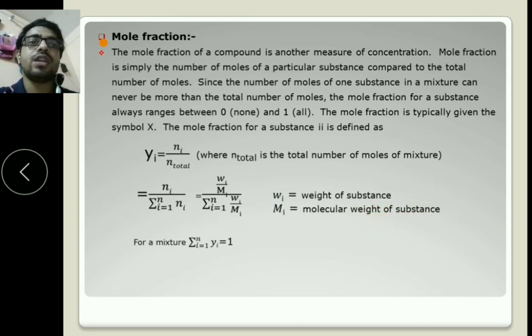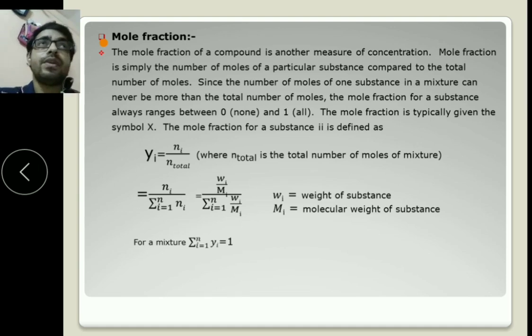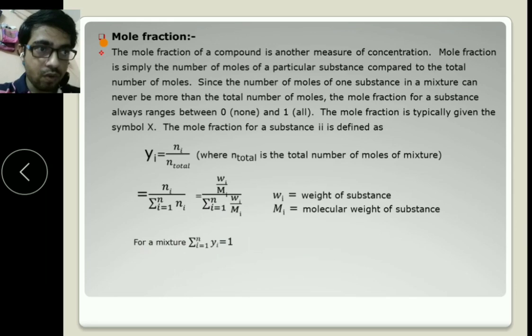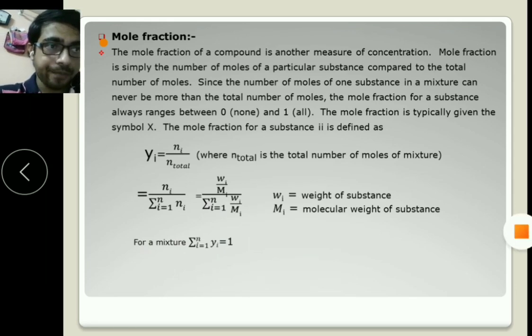For a mixture, suppose the one I have given, carbon dioxide, oxygen, and nitrogen, the mole fractions were 1 by 6, 2 by 6, and 3 by 6. If we take the summation for that mixture, it is 1 by 6 plus 2 by 6 plus 3 by 6 equals 6 by 6, which is 1. So for a mixture the summation of mole fractions should always equal 1.